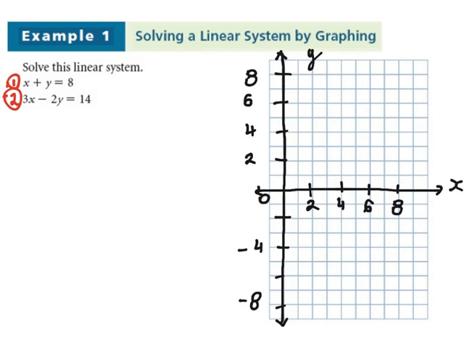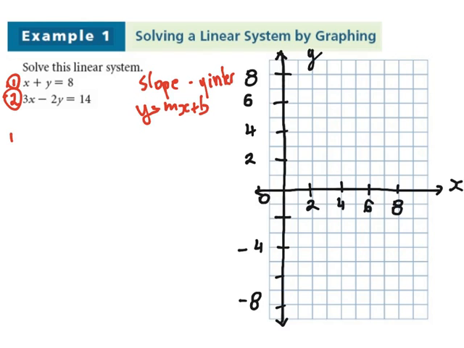We could find the x and y intercepts and connect them. We could also change these standard form equations to slope y-intercept form, and that's what I'm going to do. I'm going to change it into y is equal to mx plus b form.